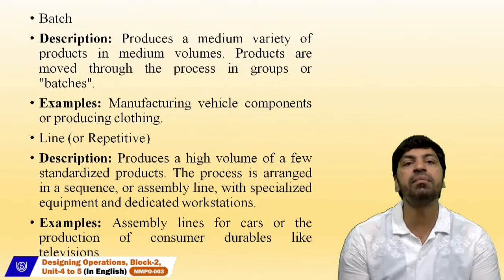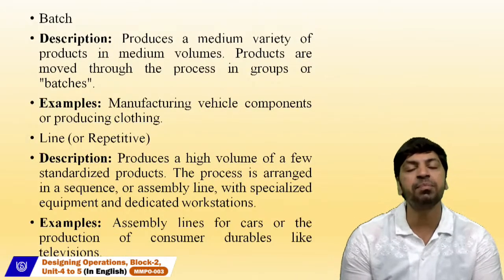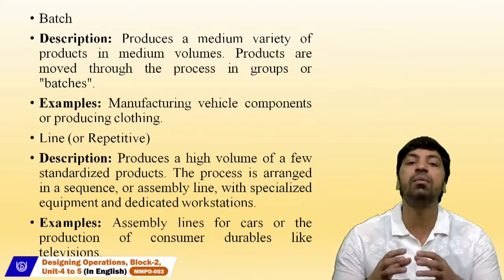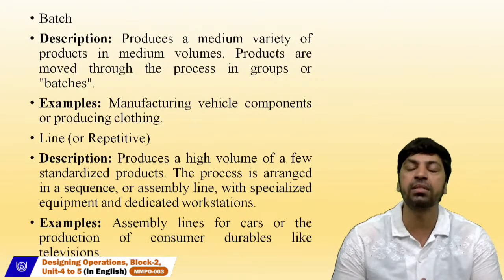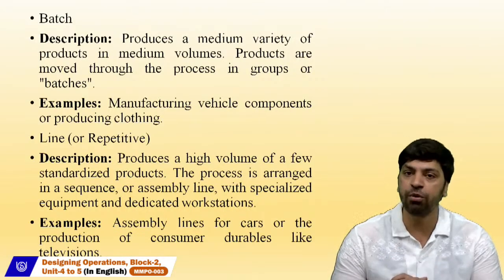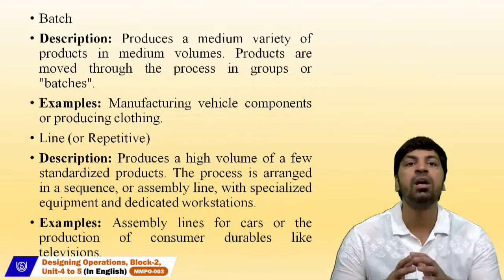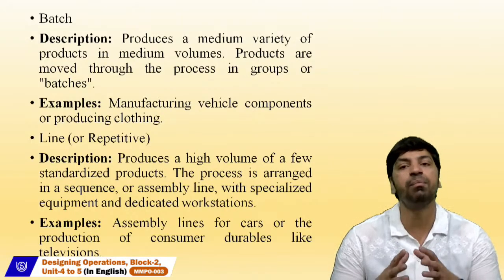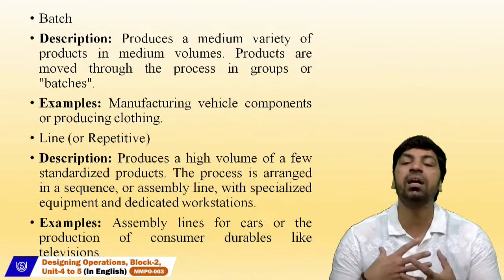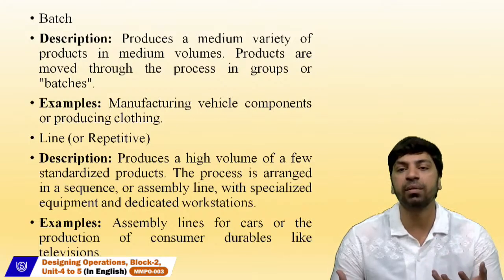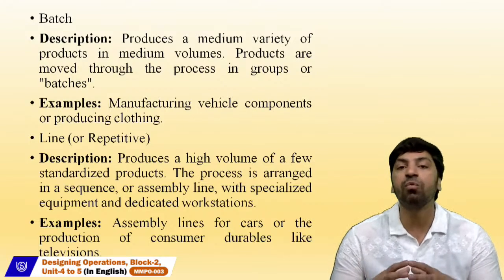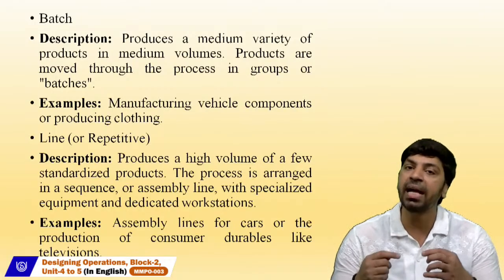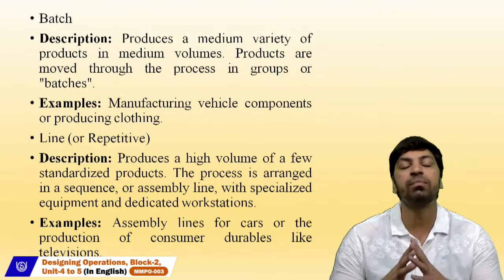The next one is the batch process. Batch process is another process which produces a medium variety of products in moderate volumes or quantities. Products are moved through the process either in groups or in batches. So they are not processed as a single unit at a time. It always carries the process in groups or batches, and that's why it's called a batch process.